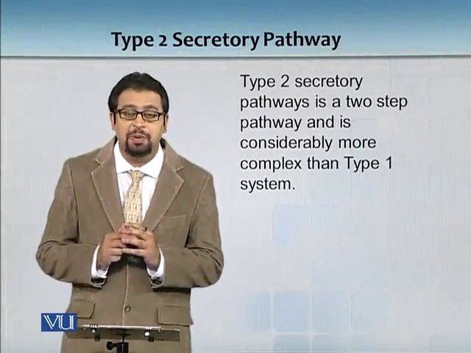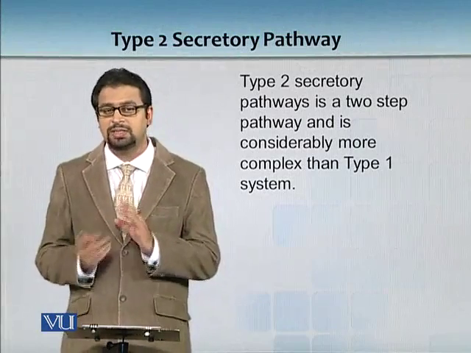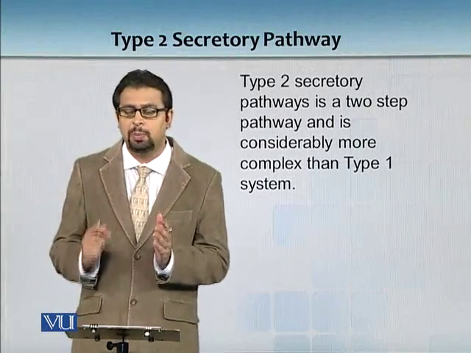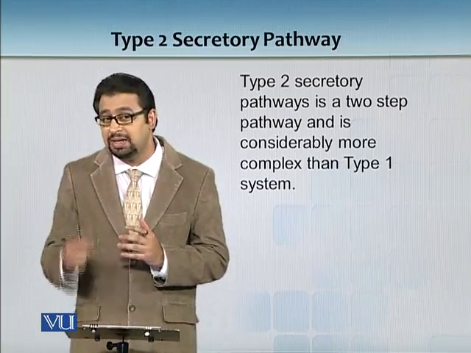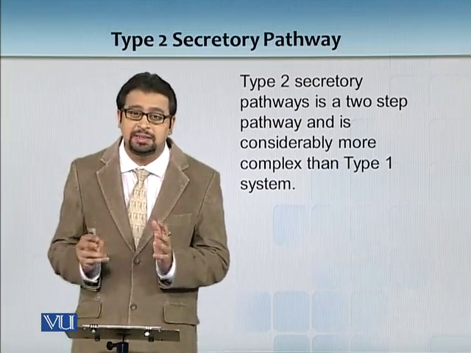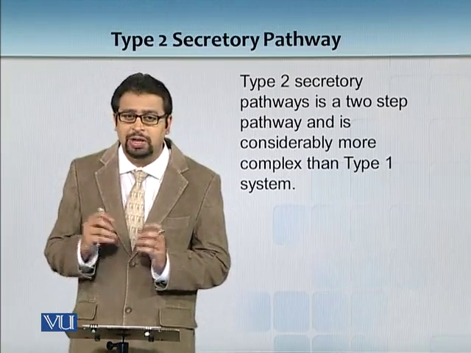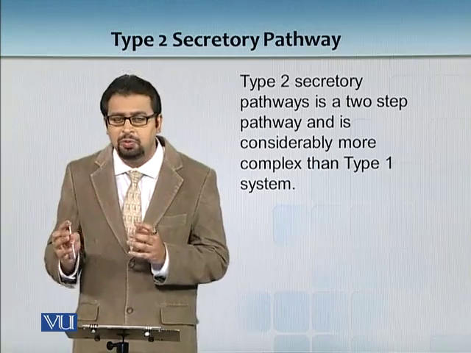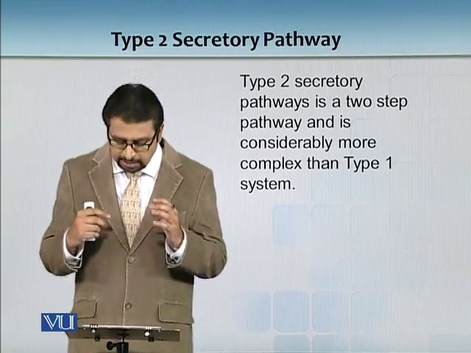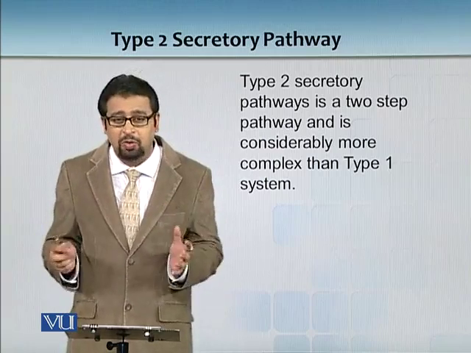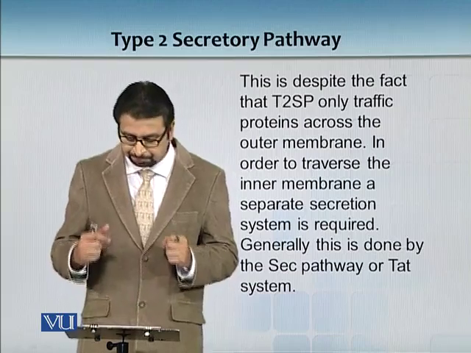Type 2 secretory pathway is a two-step process. If I compare it with the type 1 system, in type 1 system, protein can get from cytoplasm to the outside environment in a single step, and it doesn't come in contact with the periplasmic space. But when I am talking about type 2 system, protein does come in contact with periplasmic space. Somehow, this system is more complex than type 1 system.